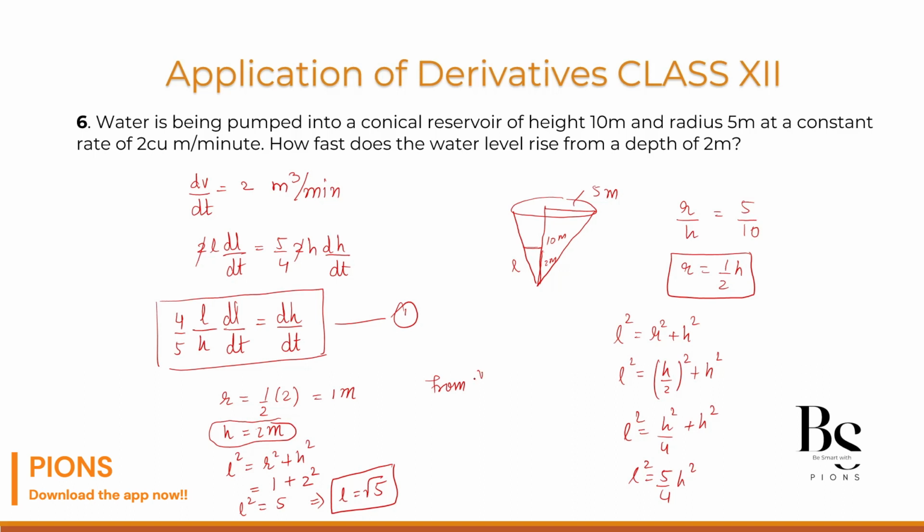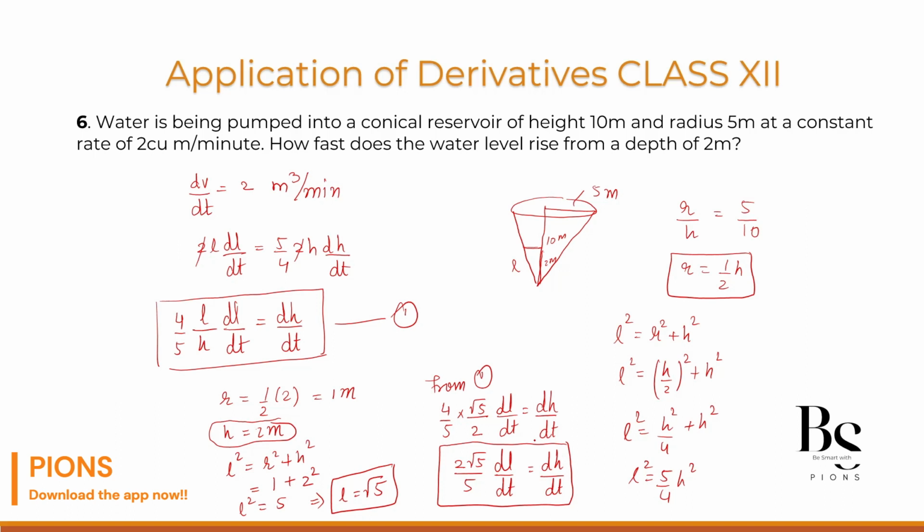So in equation 1, 4 by 5 into L, root 5, upon H, 2, dl by dt equals dH by dt. This will be required later in the differentiation, correct? And this will become 2 root 5 upon 5 dl by dt, that is our dH by dt. We found how the height is changing with respect to time, correct? Done. Question is not done.